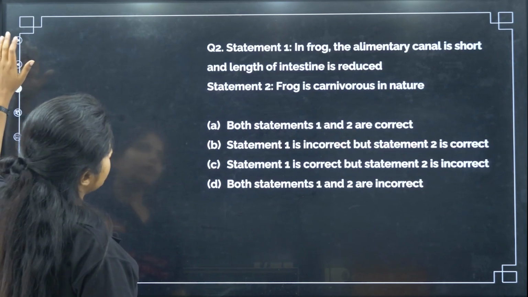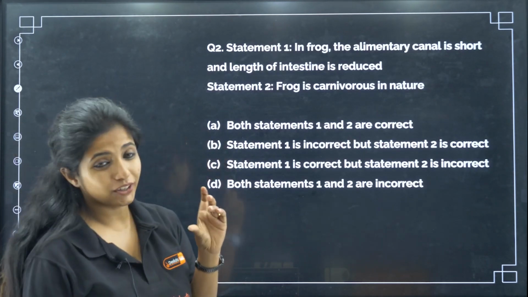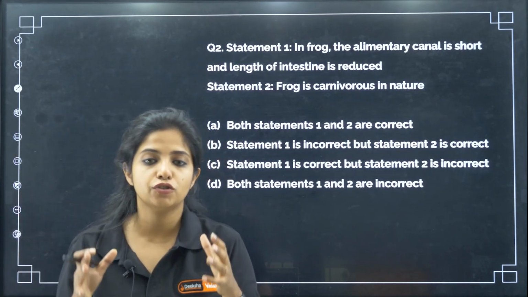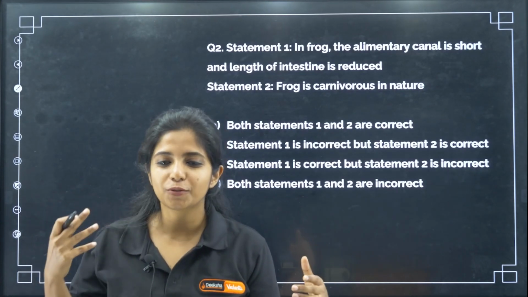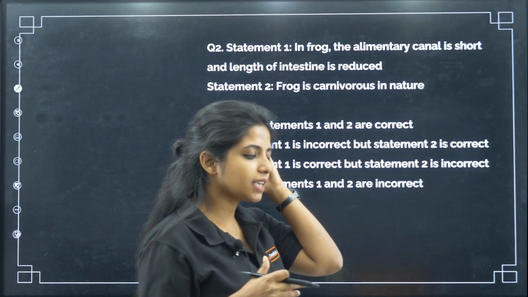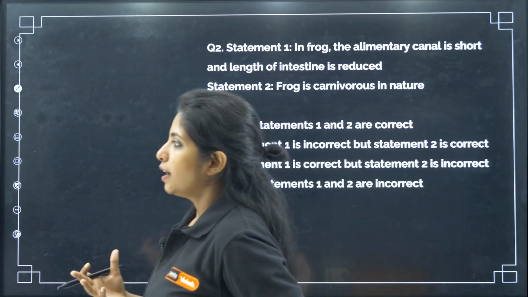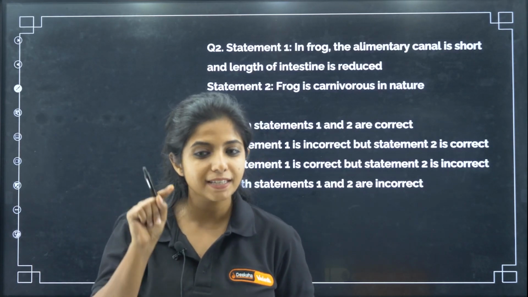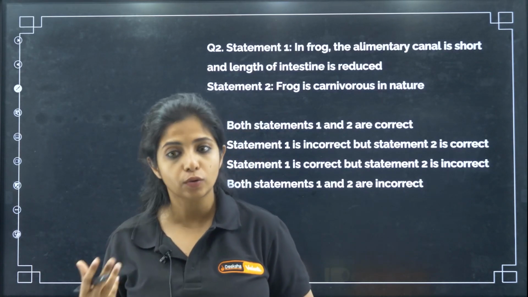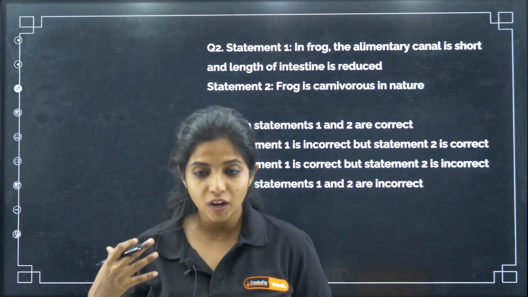Okay. Now going ahead, statement 1 says, in frog the alimentary canal is short and the length of the intestine is reduced. Yes. Why is that so? Because frog is carnivorous in nature, my dear children. Whenever we say that an organism is herbivorous, that means it eats plants. And plants take too much time to break down, because plant cells have a cell wall made up of cellulose, which is why it takes animals longer to break down this big component.